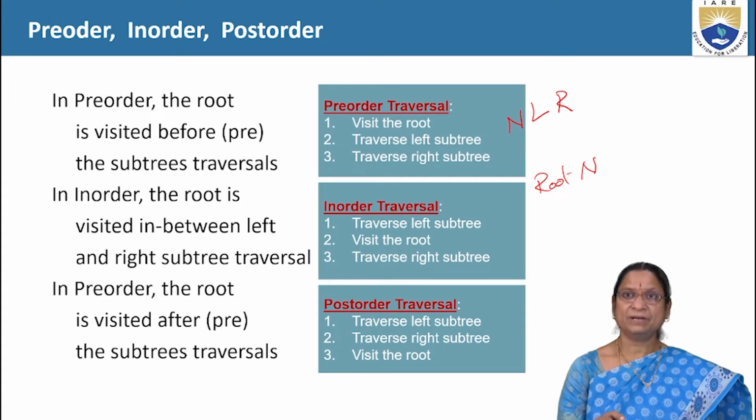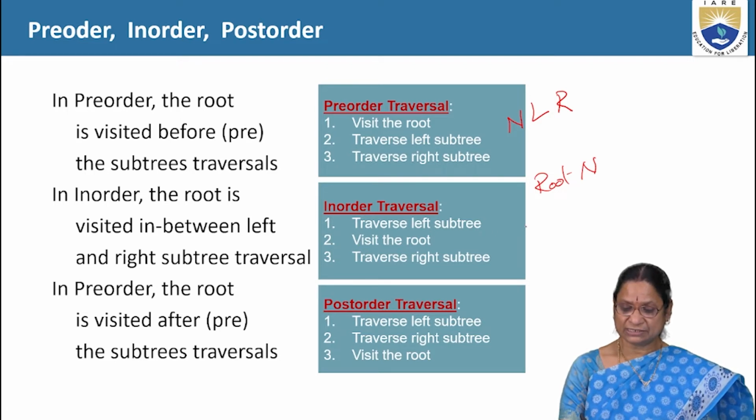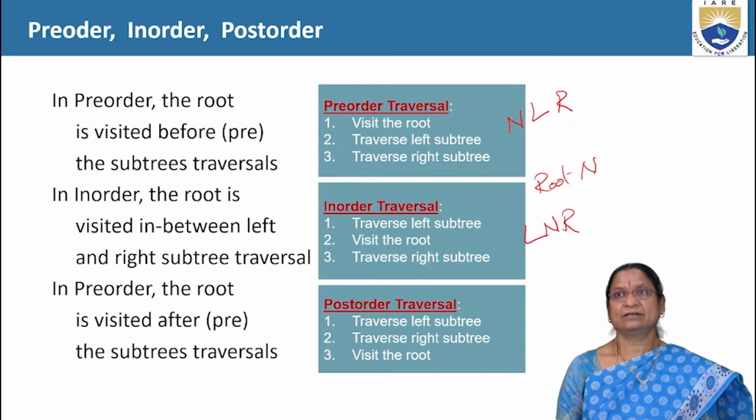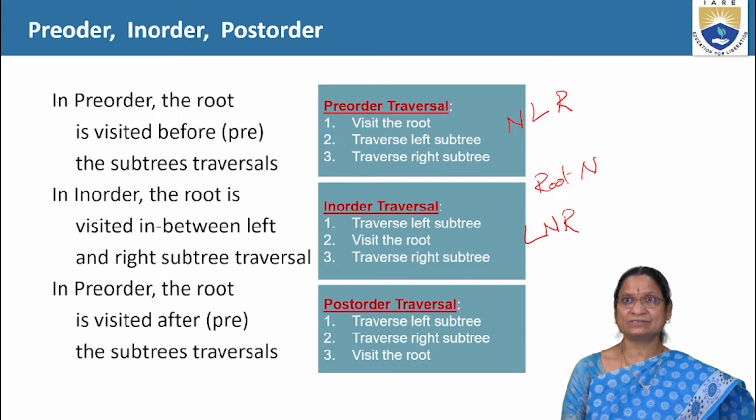So pre indicates that the root is going to be traversed first before the left and right subtree traversals. Next, the second traversal technique is in-order traversal. In order means in. So, the root position is placed in between L and R. That is, the left subtree is traversed first, then the node will be processed, then the right subtree is going to be traversed.